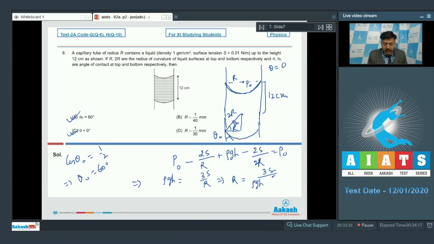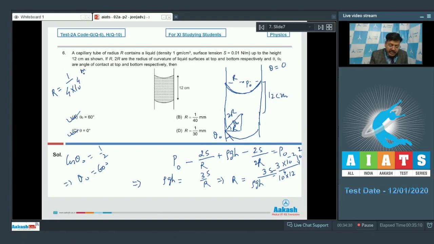Let's put the values now. 3s, so it's 3. Let's say s is 0.01, that means 10 to the power minus 2 SI units, and rho is 1 gram per cubic centimeter. In SI it will be 1000 kg per cubic meter. G is 10, so these two together is 10 to the power 4. H is 12 centimeter, so it's 12 into 10 to the power minus 2. So we can put 10 to the power 2 in the numerator. This is the value of R in meter. Okay, R is coming out to be equal to 1 by 4 into 10 to the power minus 4 meter.